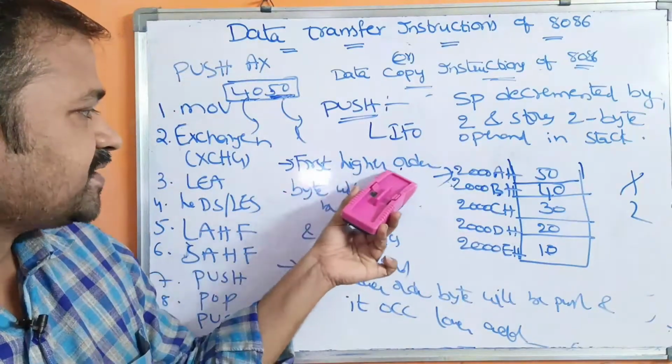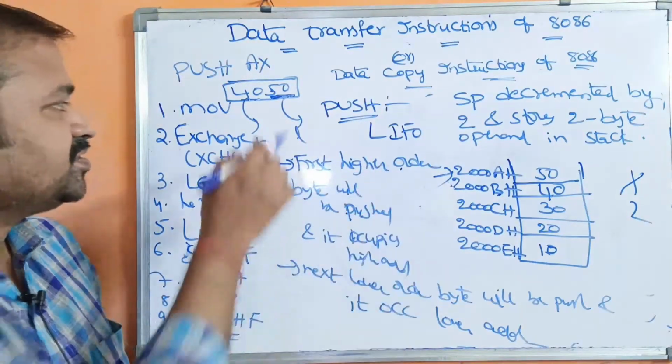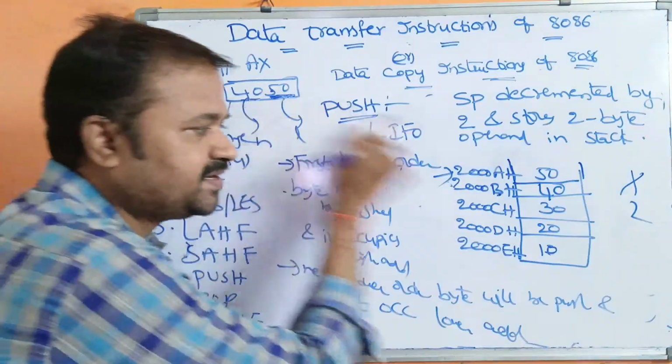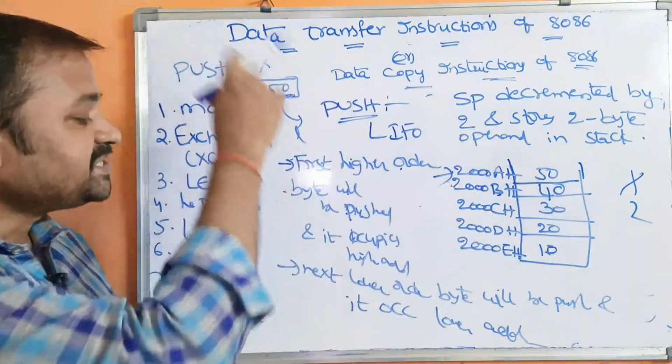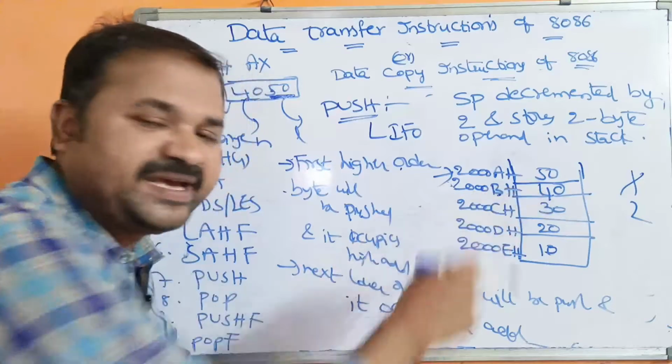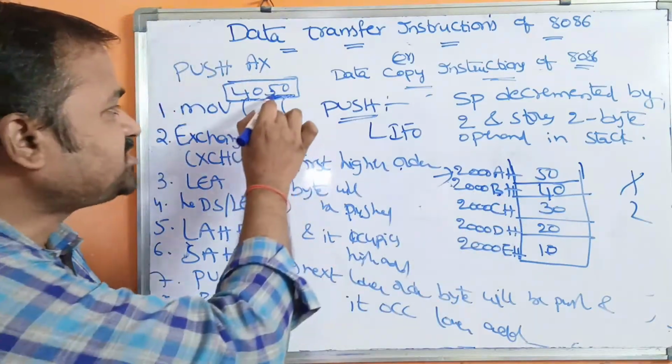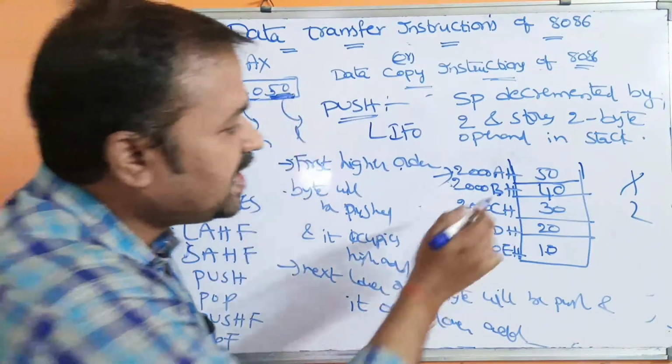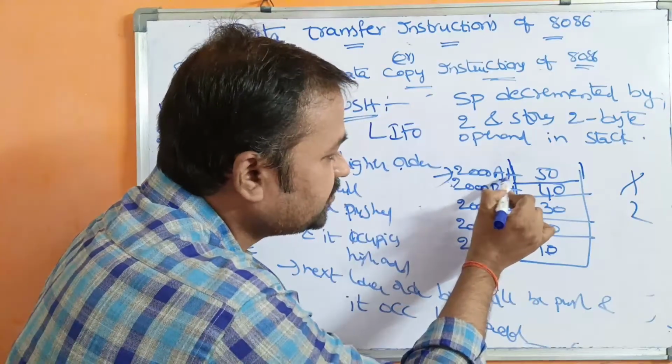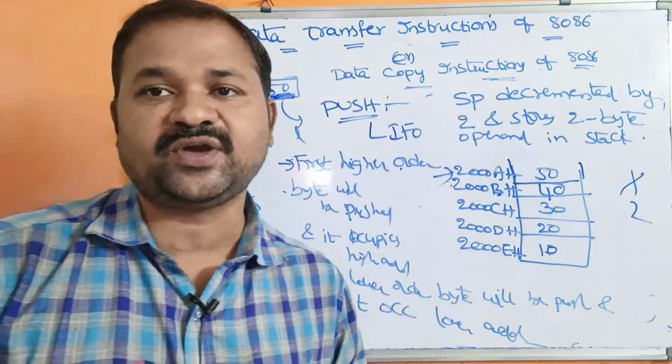And let's see the next point. First the higher order byte will be pushed. 40 is nothing but the higher order byte. So first that is pushed and it is stored at the high address. 2000 BH is nothing but the high address. Next the lower order byte will be pushed and it will be stored at the lower address. So AH is nothing but the lower address.